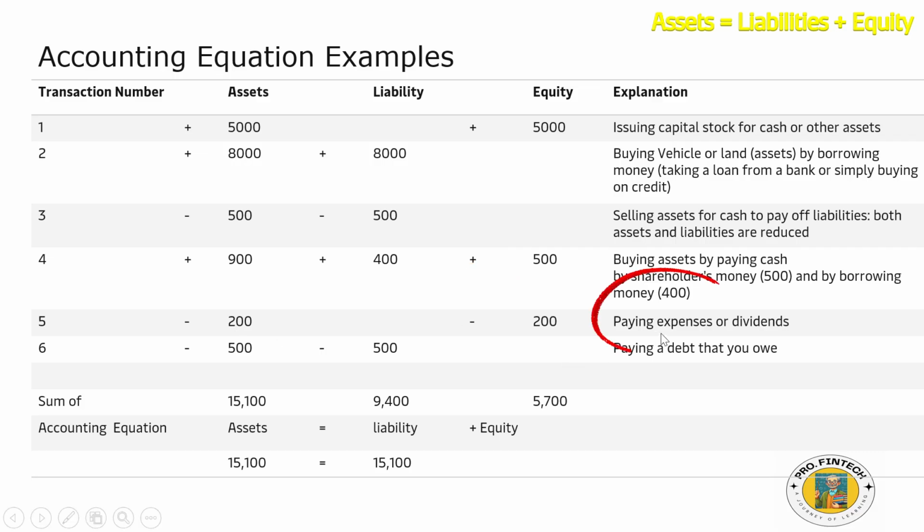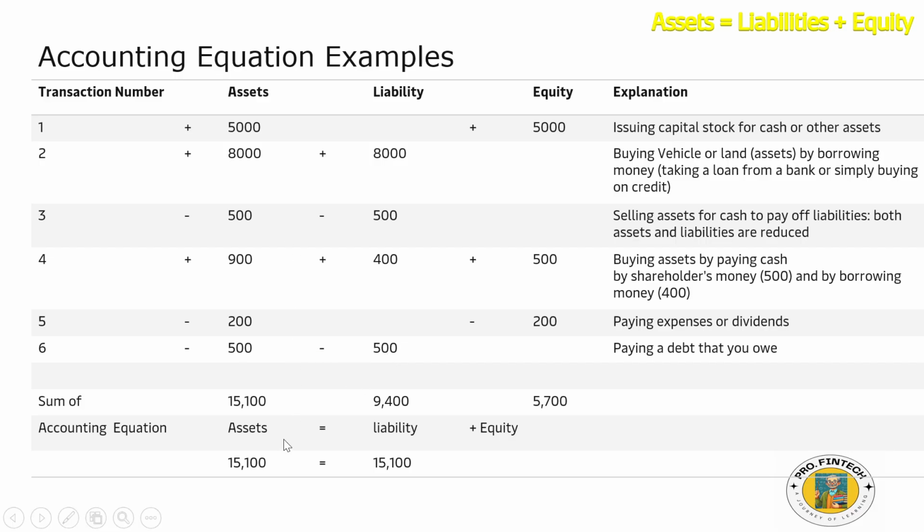In the fifth example, the company pays expenses or distributes dividends. Assets decreased by 200 as cash is paid out. Equity also decreases by 200 because expenses reduce retained earnings. Finally, the company pays off a debt it owes. Assets decrease by 500 because cash is used. Liabilities decrease by 500 because the debt is settled.